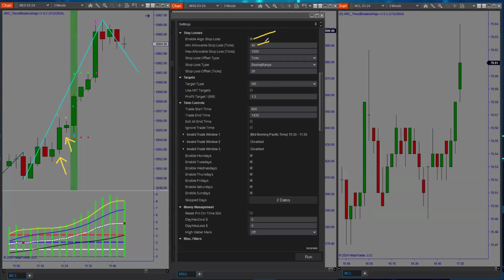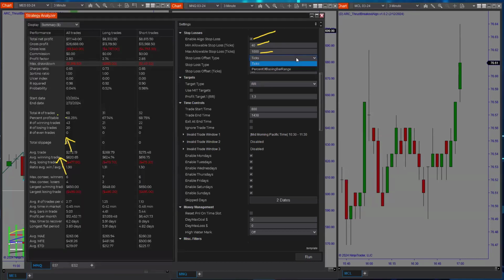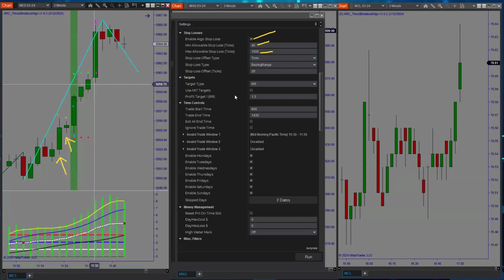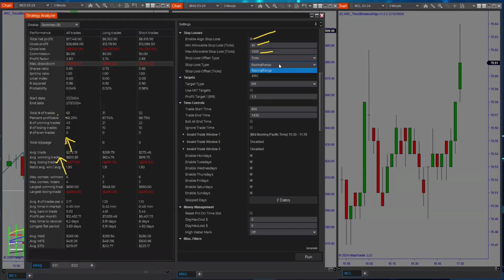So this is going to be your minimum allowable stop loss. Max allowable, if you want to limit your size on how big of a trade you're taking, you can do that. Stop loss offset. Again, you have ticks or percent of basing range. Okay. And then for this, you have based on where the stop is going to go.